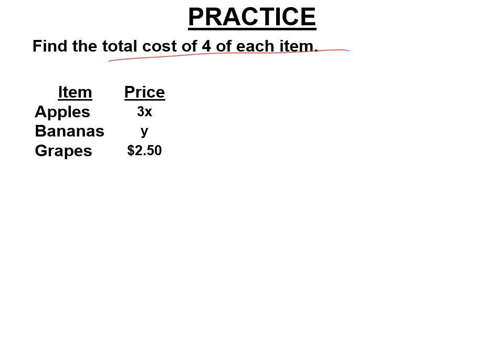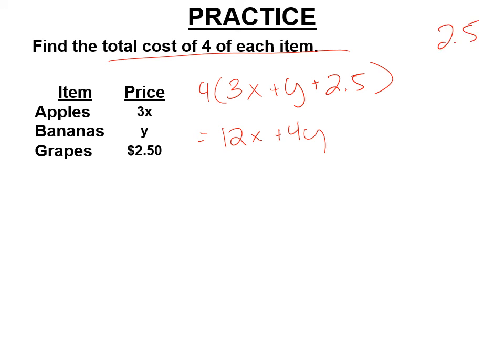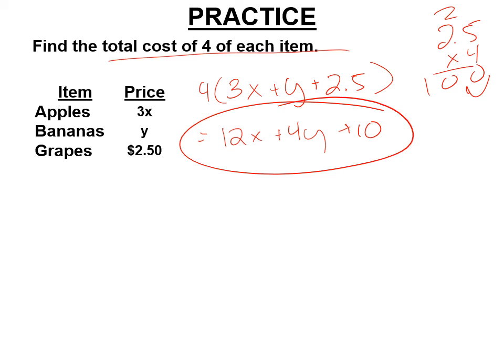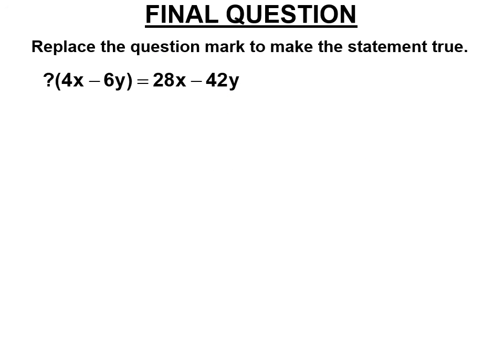Find the total cost of 4 of each item. 4 of, there's a 3x, there's a y, and there's a $2.50. Okay, so that equals 12x plus 4y, and 2.5 times 4 is 10. What did the question mark have to be here? Well, it has to be 7. 7 times 4x, 28x. 7 times negative 6y.